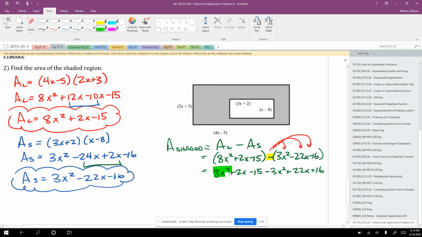All right, find your like terms. These two combine to 5x squared. Plus 2x plus 22x combine to plus 24x, and negative 15 plus 16, those are my constants, combine to positive 1. So 5x squared plus 24x plus 1 units squared. And there you have it.